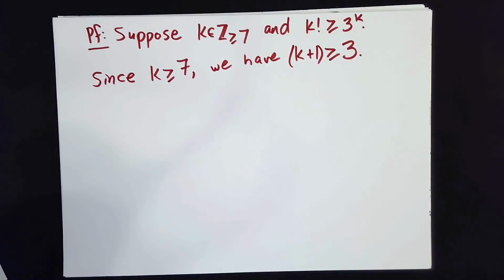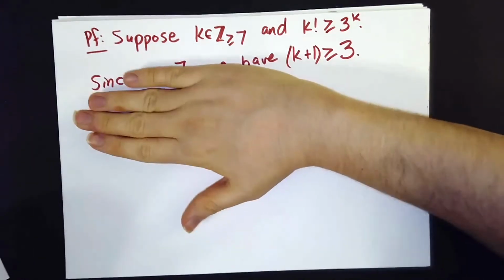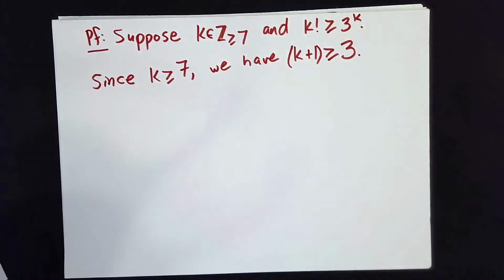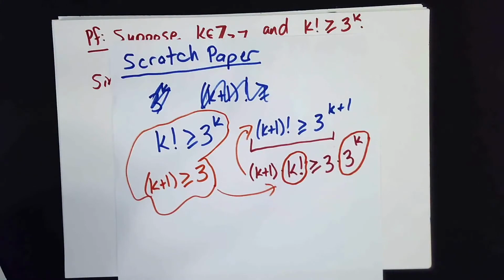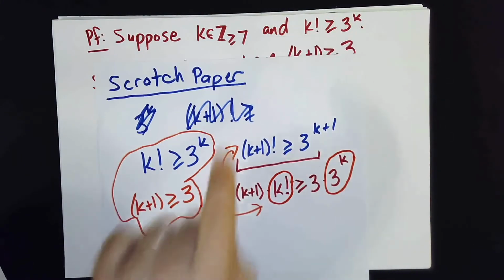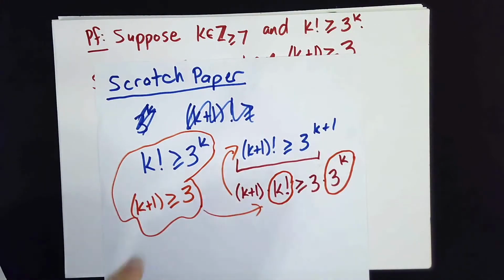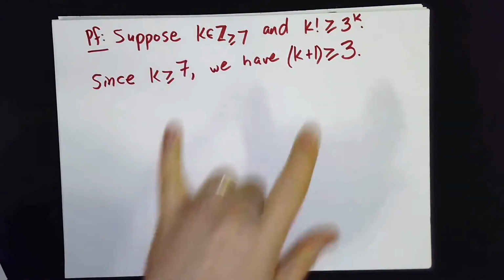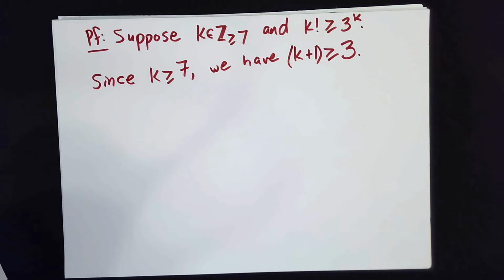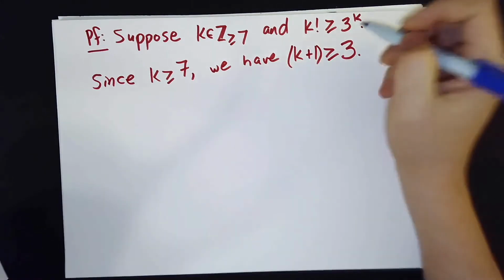So I'm going to start by saying, since k we know is at least 7, k plus 1 is at least 3. Now, if I'd have written this down immediately after this without any commentary, it would have looked like a very weird thing to say. But because of our scratch work, we actually can make sense of this. We actually know that that's the thing I need. And so I'm going to be able to get to the conclusion of my inductive step.